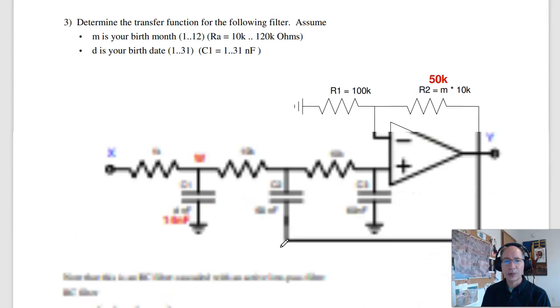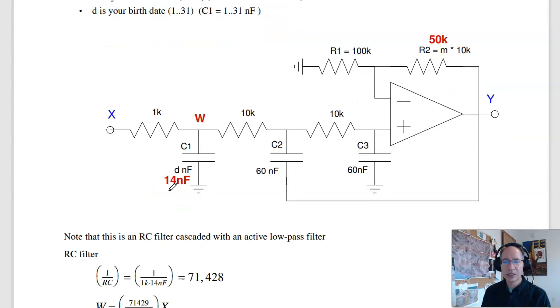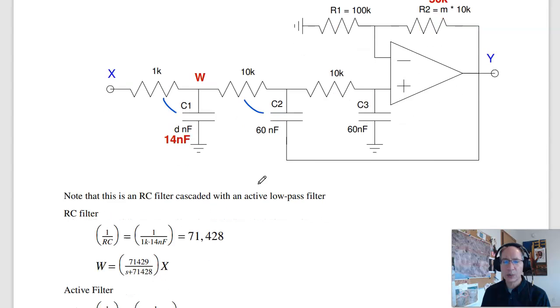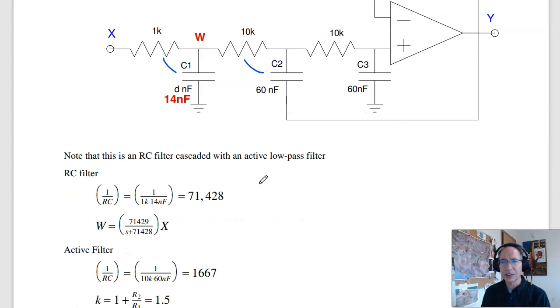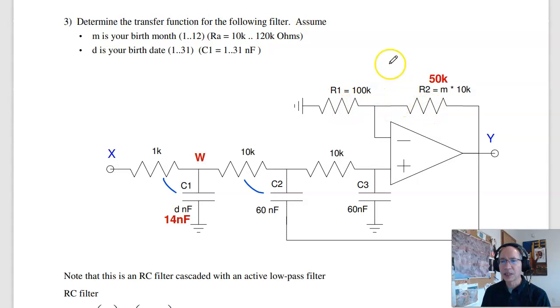Problem 3 looks at a slightly different circuit. This one has positive feedback. What that does is that gives you complex poles. So I've got one real pole at 1 over RC. 1 over RC is 71,000. Over here, 1 over RC is 1667. That's the amplitude of the pole. And the angle comes from here. K is 1 plus the ratio. K is 1.5. That's the DC gain.